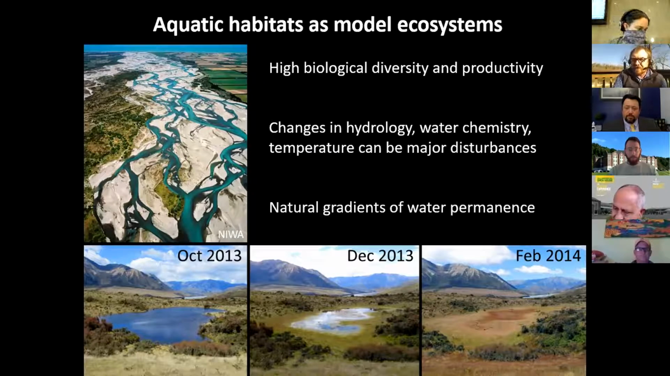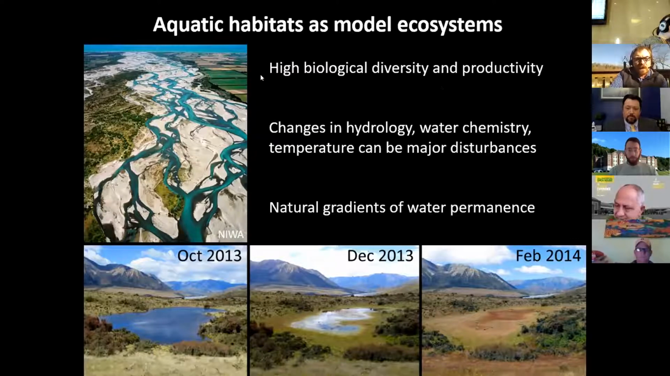You also have shifts in water chemistry or even changes in temperature, which can be major disturbances for the organisms that are living in those ecosystems. And what we can have are things that are kind of natural disasters, but you can also have just kind of normal ebbs and flows within these ecosystems. And so you can have these natural gradients of water permanence.